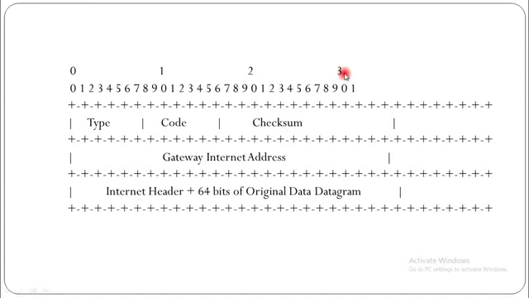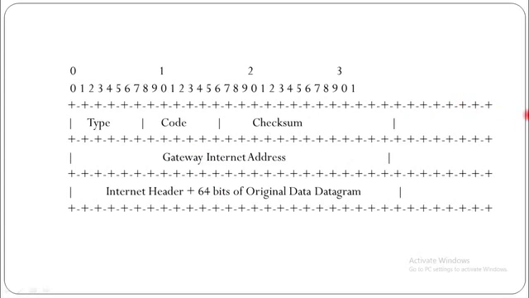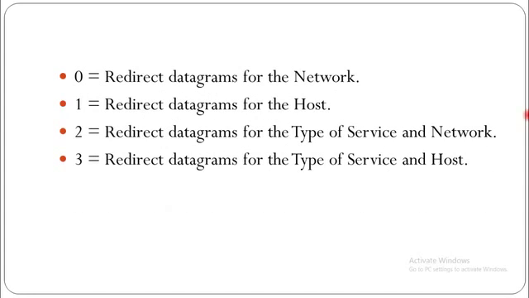Finally, the IP header and the first 8 bytes of the offending packets are included as part of the ICMP data. By offending packets I mean the packets that were redirected back to A, and not the original packet. Once the packet is sent out from A, that is not the offending packet, but when it is sent out from 1 back to A, that is the offending packet. And this code field will allow the following types of redirect messages to be sent. So this is how it looks.